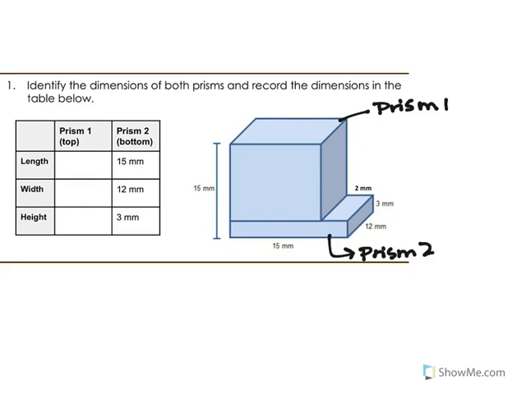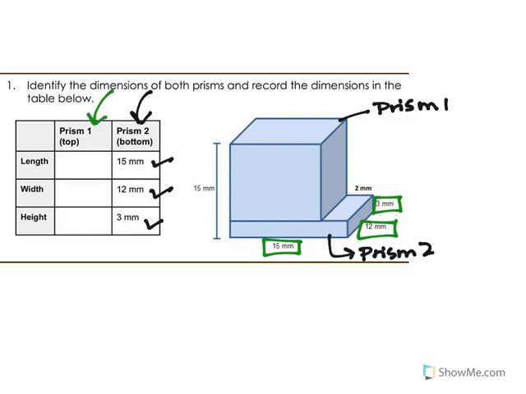I can also see in the table, they already listed out the length, width, and height of the bottom prism. They saw that the length was 15, that the width was 12, and the height was 3. All of these dimensions were easily labeled. Now, we have to solve for the dimensions on prism 1.